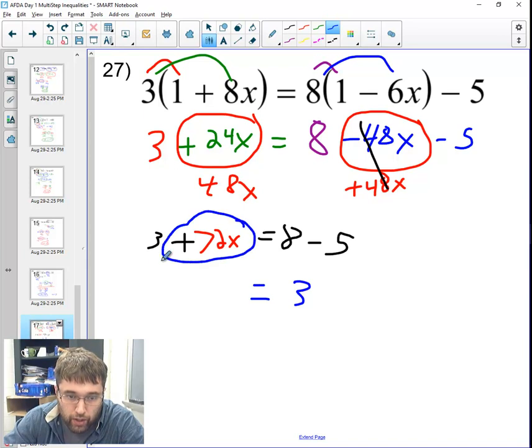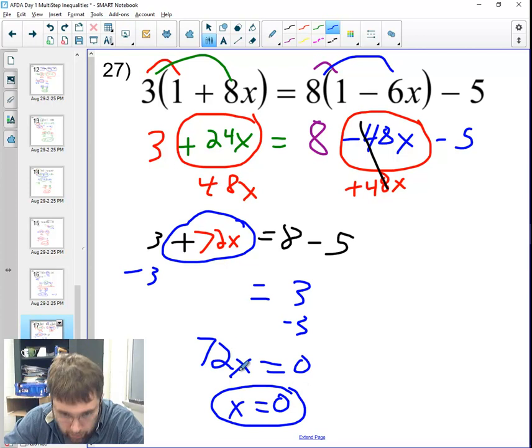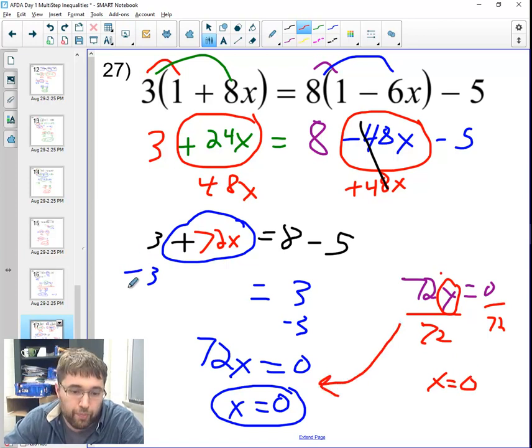I circle the variable, take care of the hater. I'm going to subtract 3 from both sides. 72x equals 0, therefore x equals 0, as stated before. Circle the variable, take care of the hater. We divide by 72. That didn't make sense. 72x equals 0. Circle the x. This is multiplying, so we divide by 72, divide by 72, and we get x equals 0. That's just the step that's in between there.